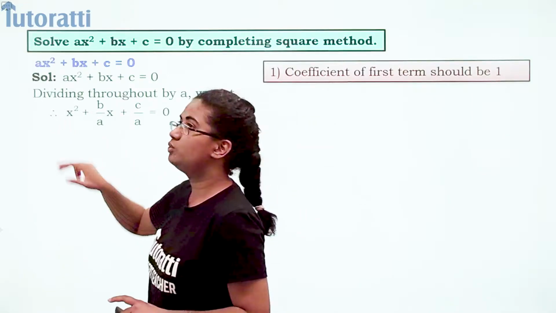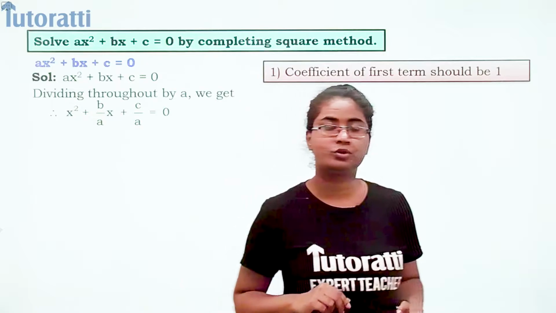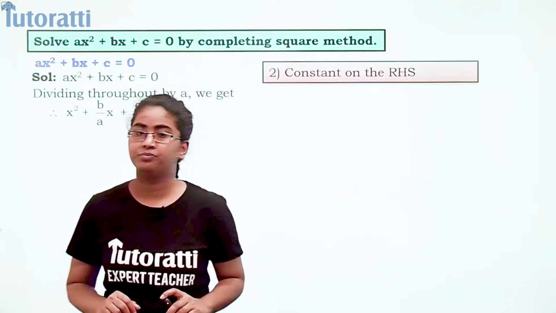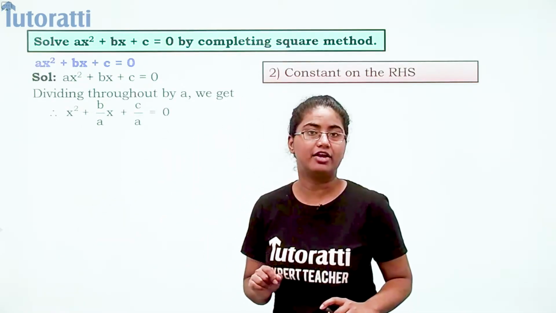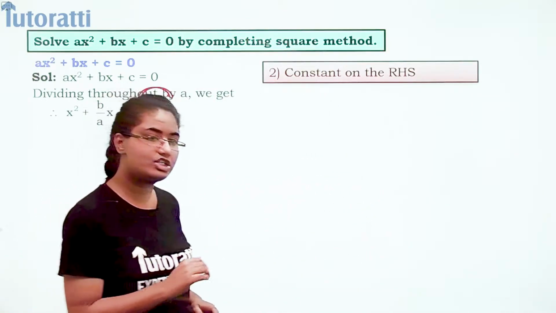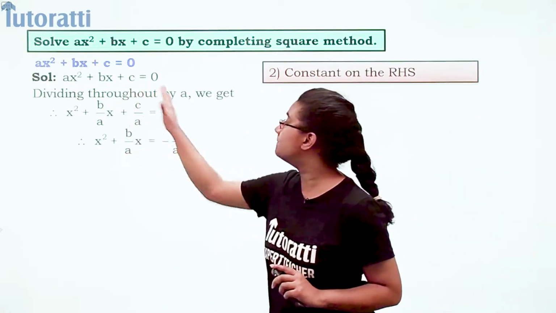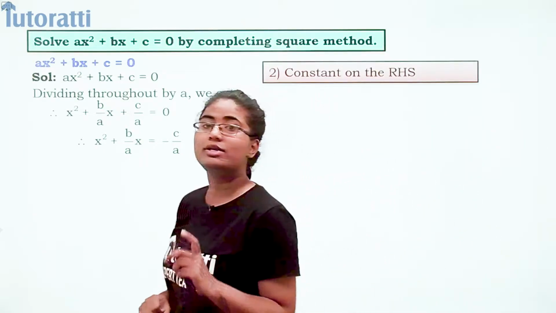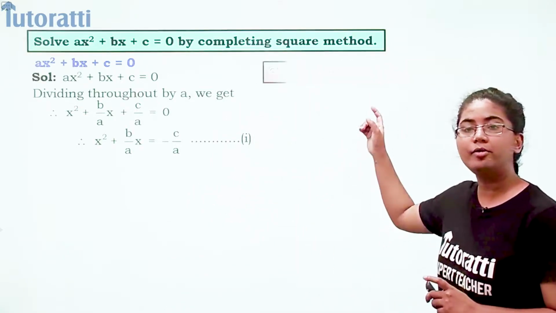Once we obtain 1 as the coefficient of your first term, what is the next step that we take? The next step we take is constant should be on the right hand side. Where is the constant? It is on the left hand side. We don't need it there. We need to shift it. Let's shift it. So we have x square plus b upon ax is equals to minus c upon a. Done? Excellent. Then, now that we have our equation, let us number it and then find the third term.